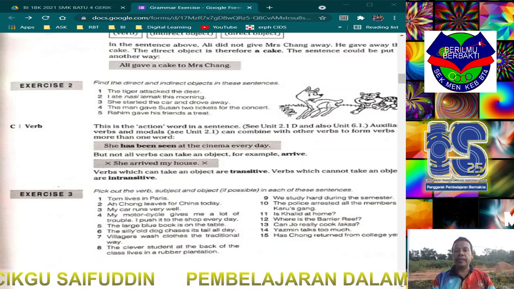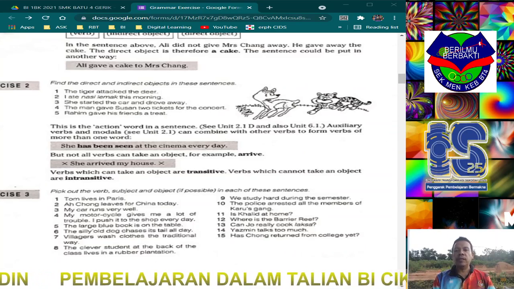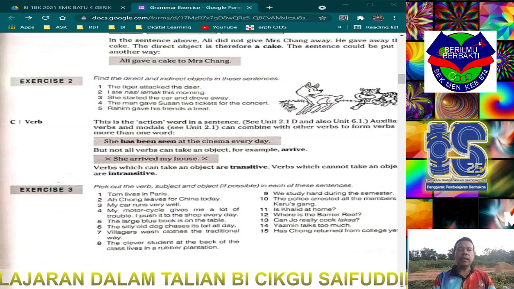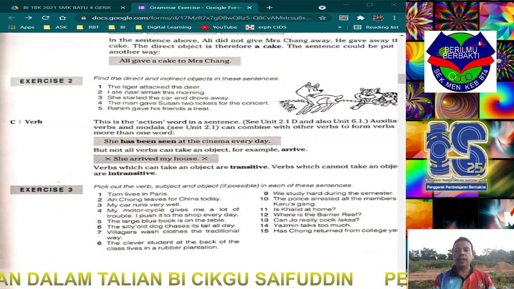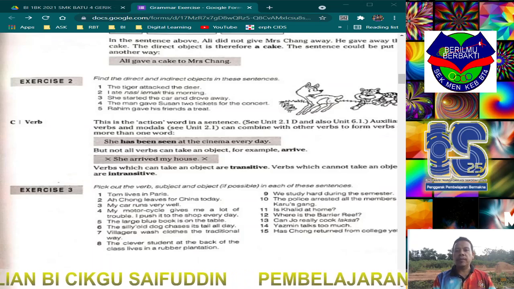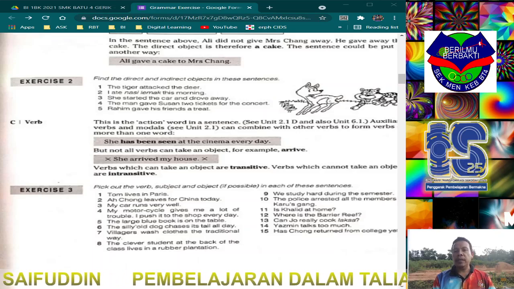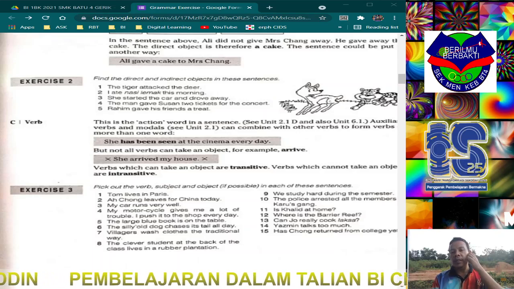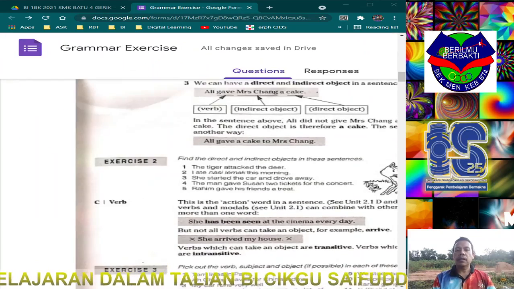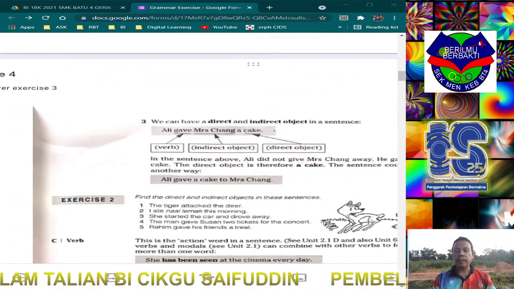Okay, next we have verb, kata kerja. This is the action word in a sentence. Cikgu dah beritahu tadi. Auxiliary verbs and modals can combine with other verbs to form verbs of more than one word. Auxiliary tadi apa? Kita ada forms of was, has. So, she has been seen at the cinema every day. But not all verbs can take an object. For example, arrive. She arrived my house. Verbs which can take an object are transitive. Ini tak apalah. Ini lebih detail lagi nak belajar kan. Yang penting sini ada kata kerja dan juga ada objek dan subjek.